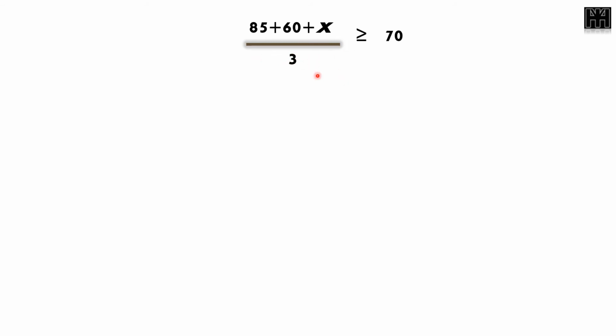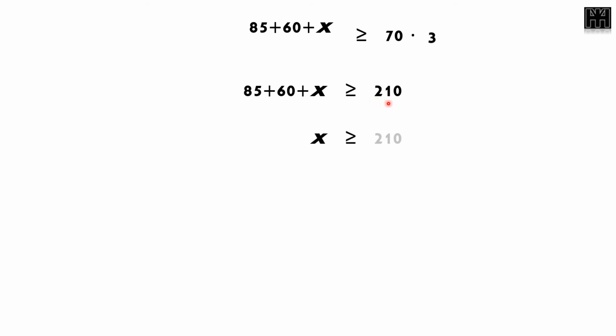First step, send the 3 to the other side by multiplying. So we have 70 multiplied by 3 smaller than or equal to 85 plus 60 plus x. Okay, we have 210, so 210 is smaller than or equal to 145 plus x. We'll send this number to the other side, so 210 minus 85 minus 60. So x will be bigger than or equal to 65. That's represented on the number line: we have 65, from 65 to positive infinity.